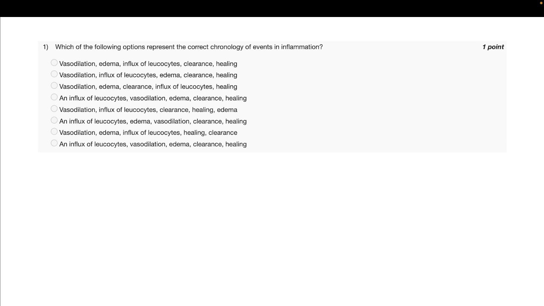So the first question is, which of the following options represents the correct chronology of events in inflammation? If you have read this, then you will be able to answer it. If not, you can give it a guess. If anybody has any response. Third option, vasodilation, edema, clearance. Okay, third option. Sorry, fourth one: influx of leukocytes, vasodilation, edema. Okay, fourth option.